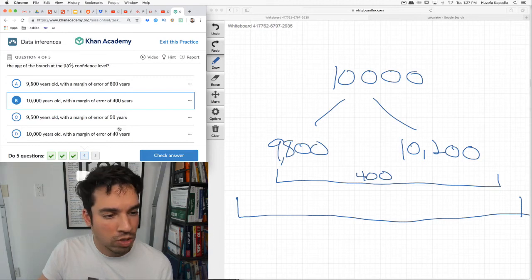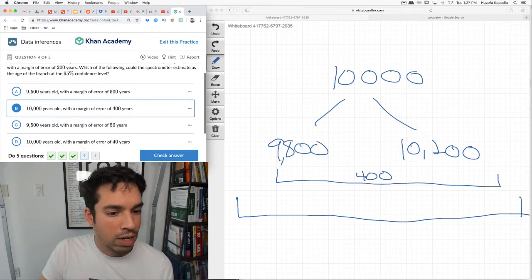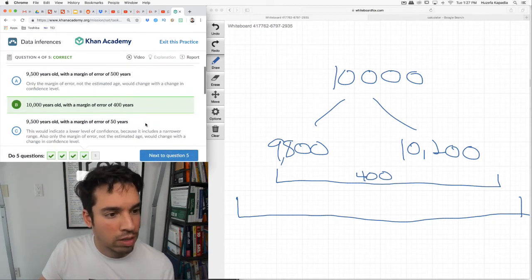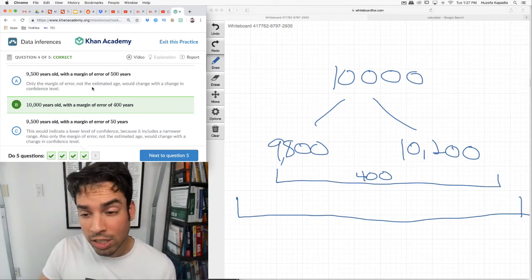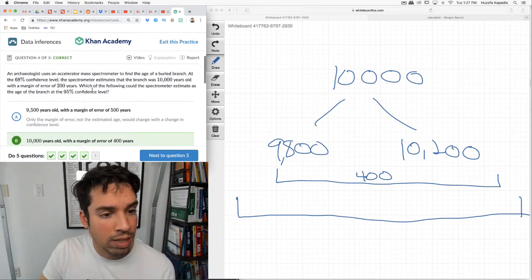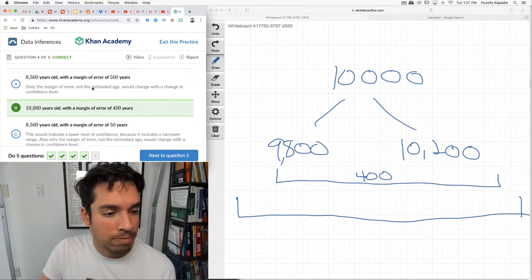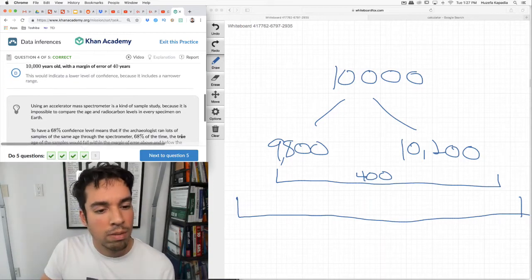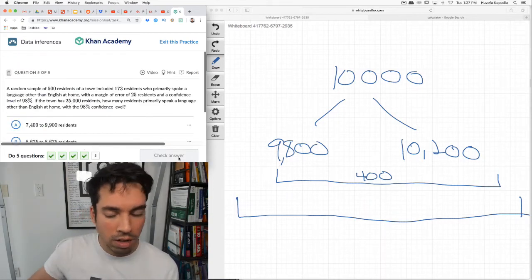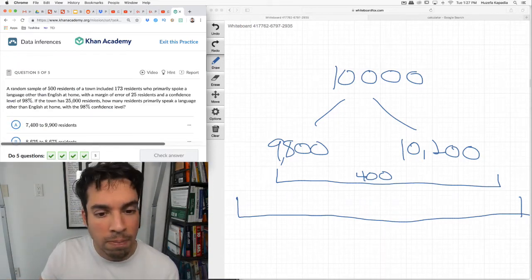These are actually smaller than 200. So 95% confidence should get bigger, and it's correct. See, only the margin of error, not the estimated age, would change. So that's why the mean value of 10,000 should stay constant. Again, this is more my logic kicking in when I'm answering these. Okay, next.